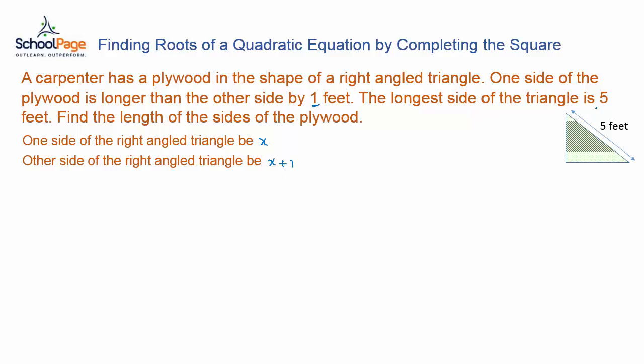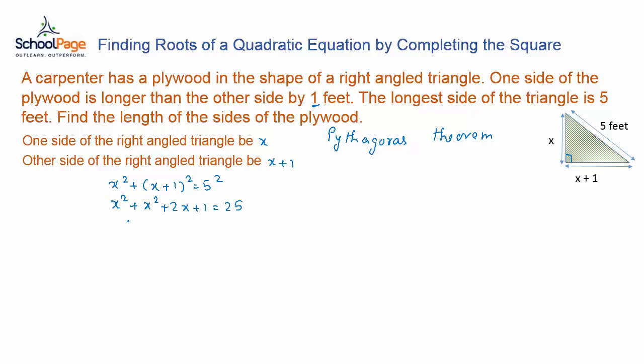We also know that the longest side of the triangle is 5 feet and that it is a right angled triangle. Now because we know that it's a right angle triangle, we can use Pythagoras theorem, which states that in a right angle triangle, the square of the hypotenuse is equal to the sum of the squares of the other two sides. So x square plus x plus 1 the whole square equal to 5 square. So x square plus 2x plus 1 equal to 25. That means 2x square plus 2x equal to 24. So x square plus x is equal to 12, dividing the equation throughout by 2.